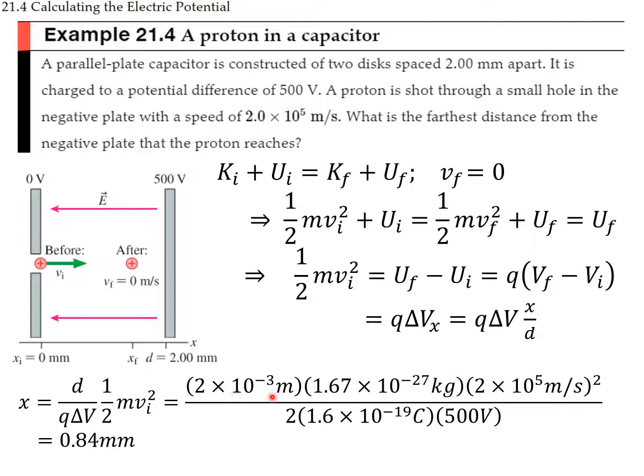So we calculate that, and it turns out to be 0.84 millimeters, much less than the 2 millimeters, less than half. So the drawing is not to scale, it should be around here, less than half.